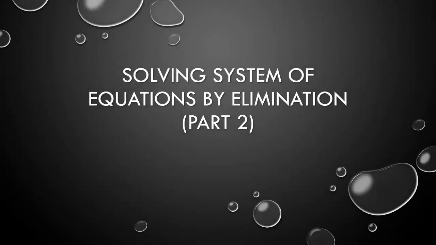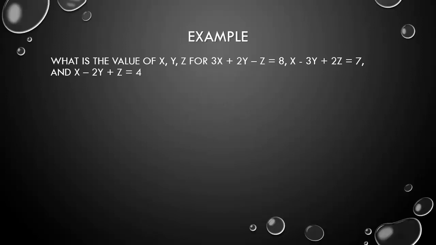Hey everyone, in the previous video we solved systems of equations of two variables by elimination. This time I just want to do an example where the system of equations contains three variables. Here's our example. What is the value of x, y, and z for the equations 3x plus 2y minus z equals 8, x minus 3y plus 2z equals 7, and x minus 2y plus z equals 4.